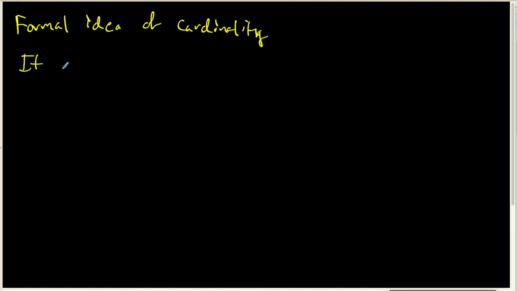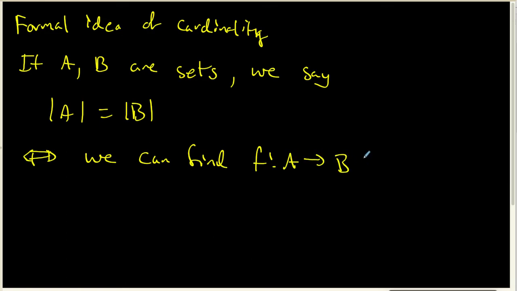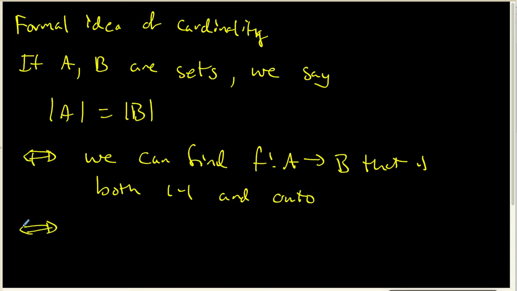So if A and B are sets, they may be finite sets, they may be infinite sets, it does not matter. We are going to say that A and B have the same cardinality, that the cardinality of A is equal to the cardinality of B, if and only if we can find a function that goes from A to B that is both one-to-one and onto. In other words, we can find a bijection between the two sets.